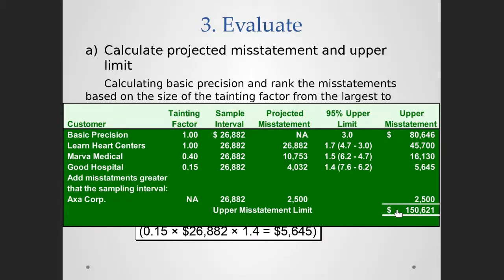I know it's a very, very involved calculation, but do you follow? How we get the 150,621? Gentlemen? All quiet.